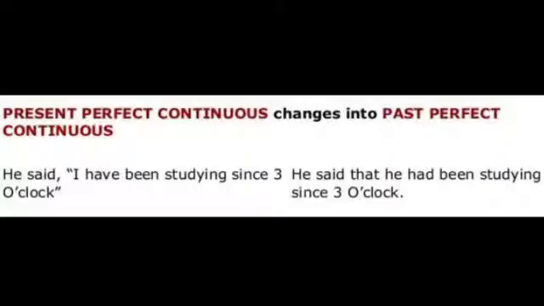Next one, present perfect continuous changes to past perfect continuous. Look at the example. He said, "I have been studying since 3 o'clock." Have been studying. It's in present perfect continuous tense. So we are going to change it into past perfect continuous. Answer, he said that he had been studying since 3 o'clock.